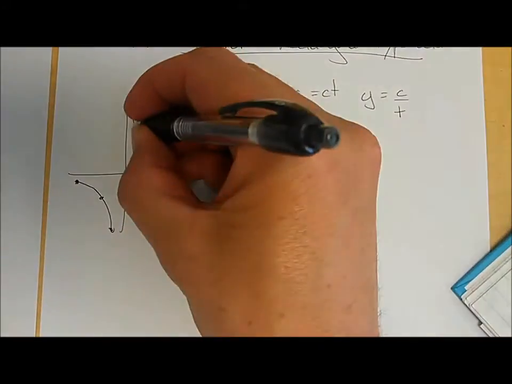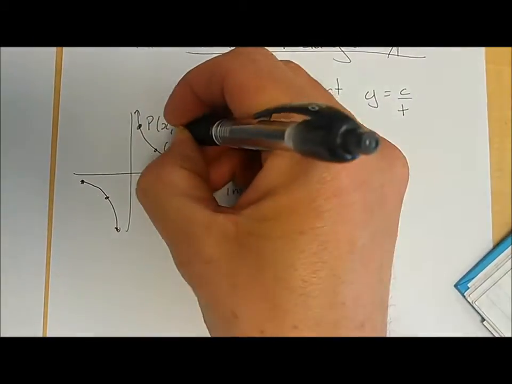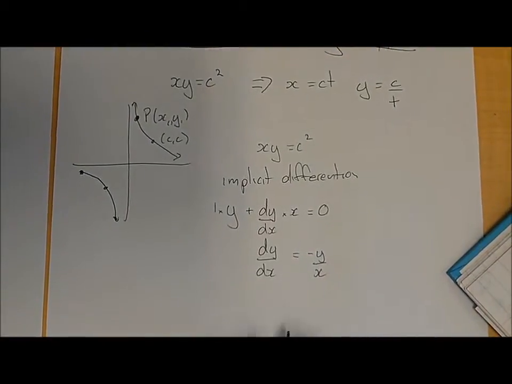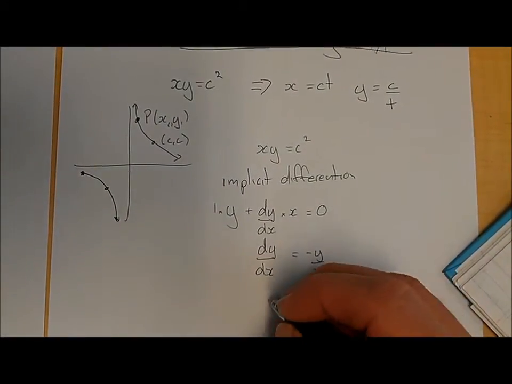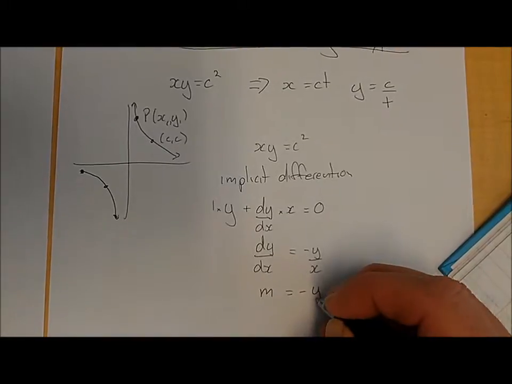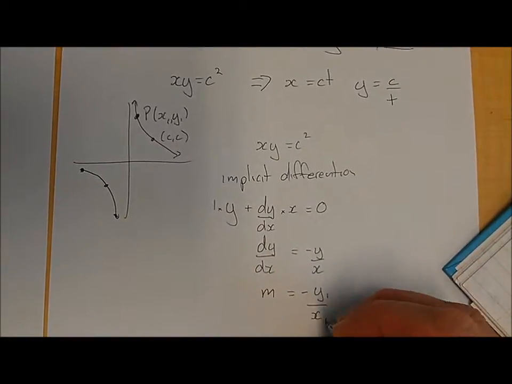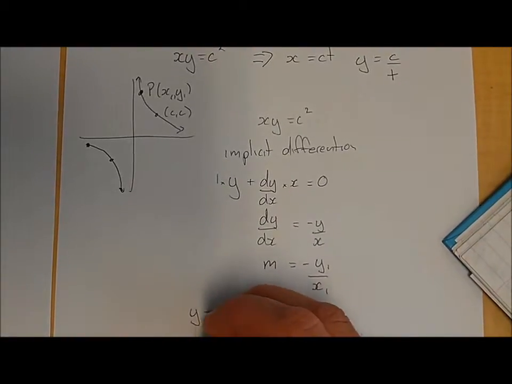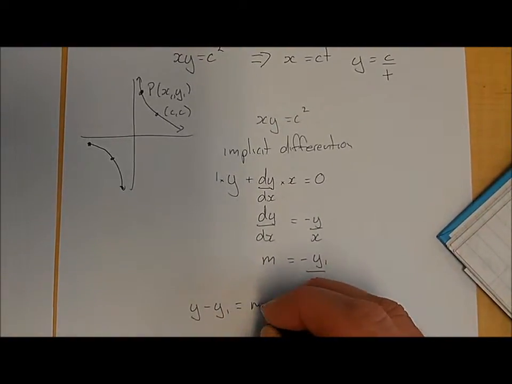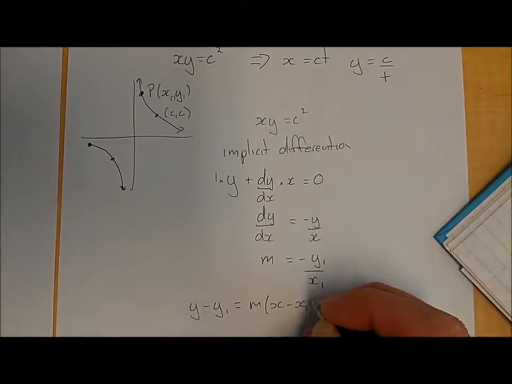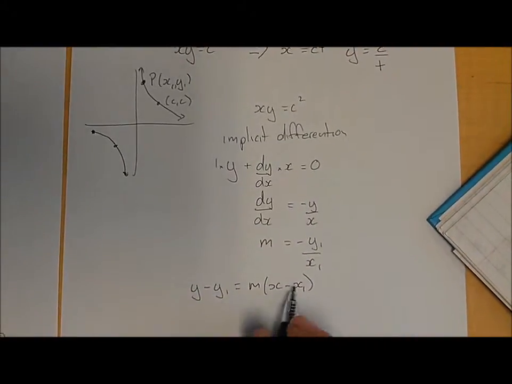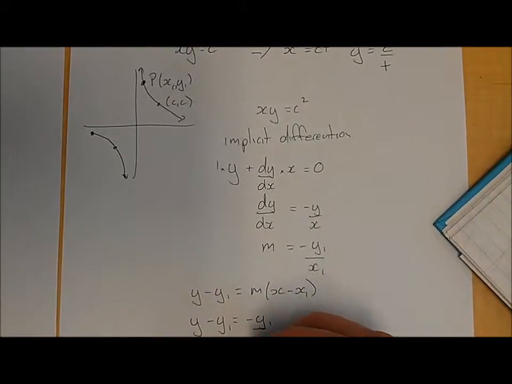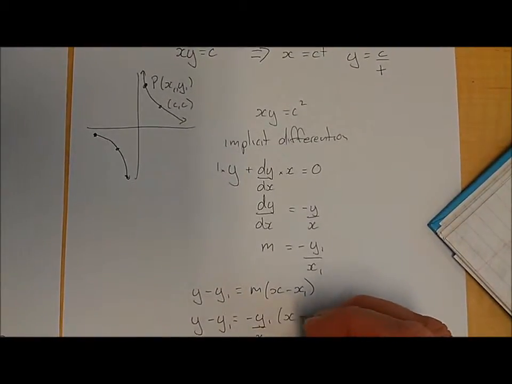So if I take a point P, and I call it (x1, y1), and I want to find the equation of the tangent at that point, then the gradient is going to be negative y1 on x1. I'll go through like normal and go y minus y1 is equal to m times (x minus x1). In this case I've already got y1 and x1, so y minus y1 is equal to negative y1 on x1, lots of x minus x1.